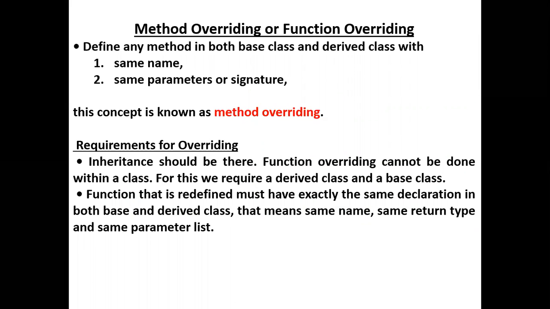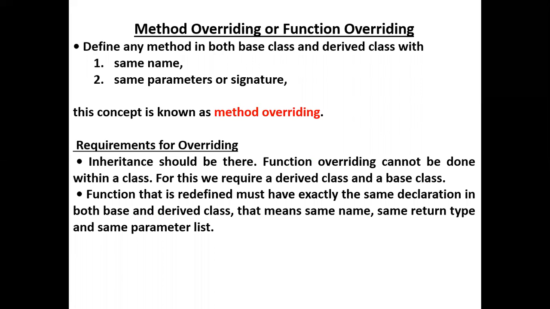Overriding is a method which uses inheritance with a base class and a derived class, and both classes have a function with the same name and the same parameters. Base class and derived class, or you can say parent class and child class, use the same function, meaning the name of the function is the same as well as the parameters. This concept is known as method or function overriding.